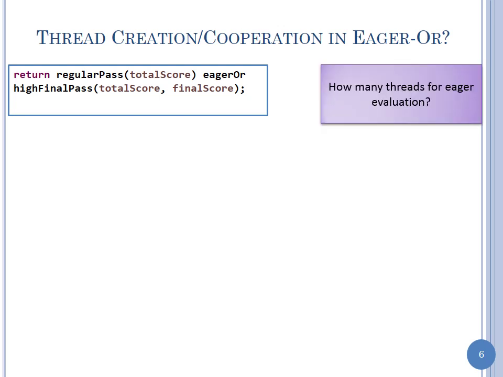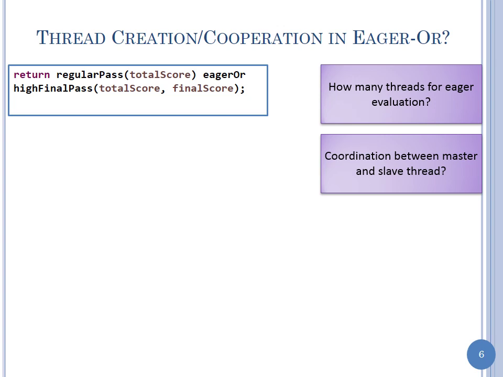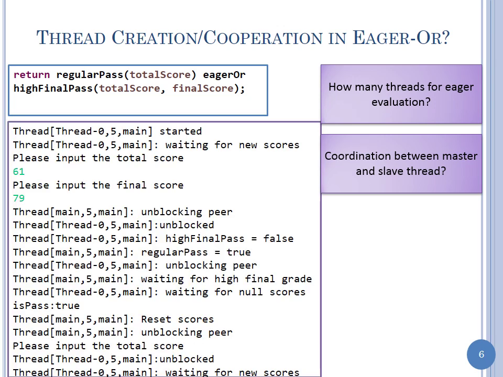So, how many threads for eager evaluation? And the coordination between master and slave thread. Okay, so here's a script that tells you what's happening. Firstly, there are two threads here. This is the thread that was created automatically for us by Java. Okay, and there's a thread we created.